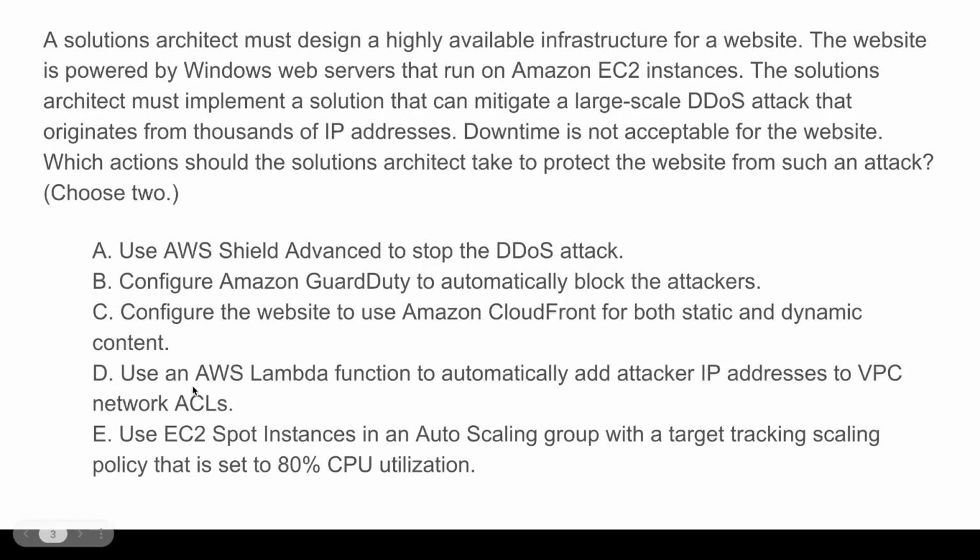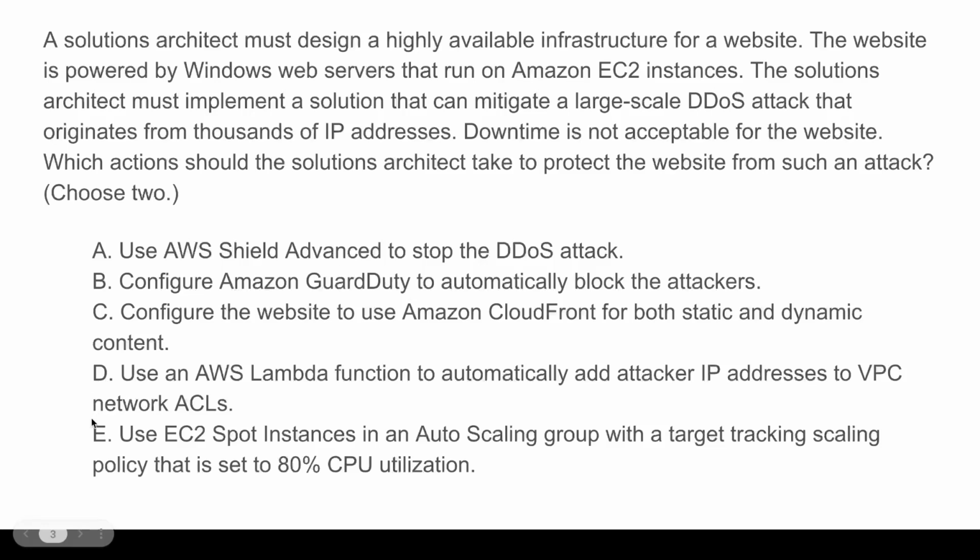Option D uses an AWS Lambda function to automatically add attacker IP addresses to the VPC network ACL. Now, this is actually missing a lot of steps. This just by itself cannot prevent DDoS attacks in the future, so D unfortunately also does not work.